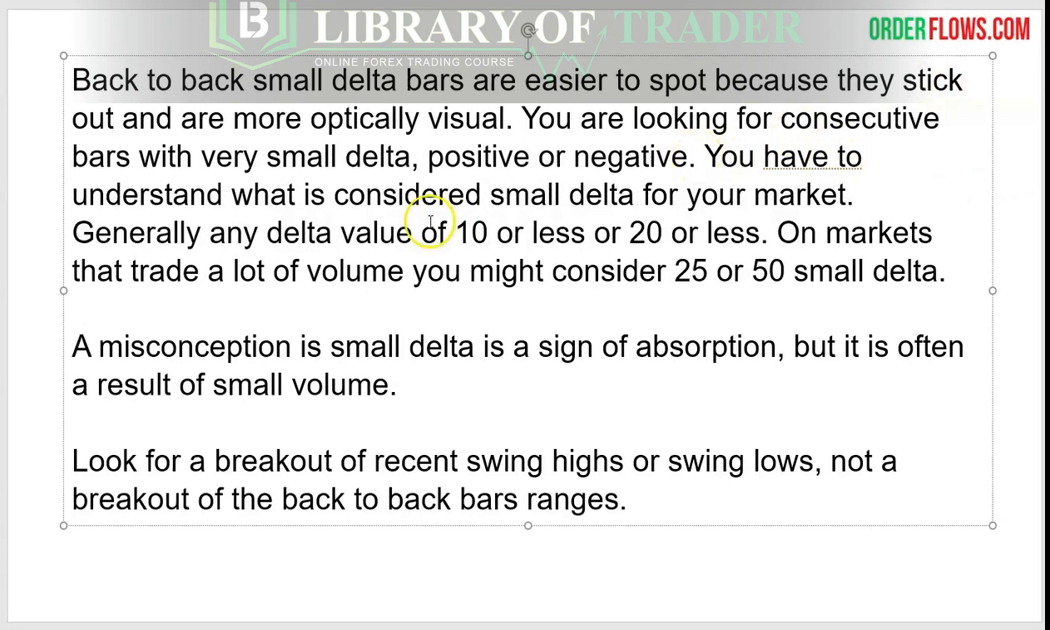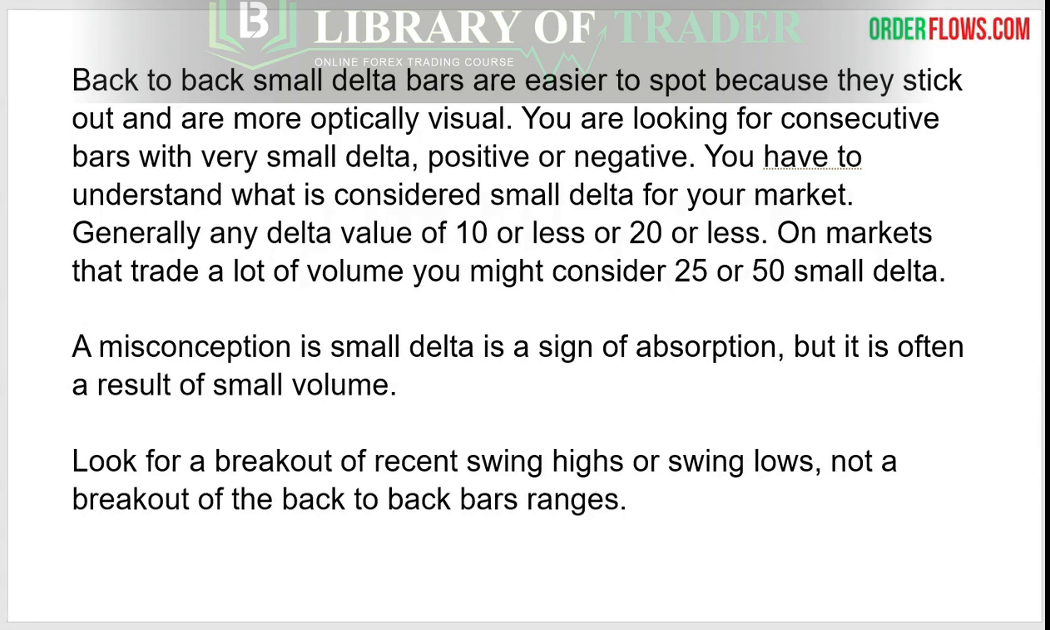So you're looking for consecutive bars with very small delta, either positive or negative. You have to understand what is considered small delta in your market. Generally, any delta of 10 or less or 20 or less in most markets. Now, on markets that trade a lot of volume, you might consider 50 or even 25 small delta. And a misconception is that small delta is a sign of absorption, but it's often a result of small volume. It doesn't necessarily have to be absorption. I know some people have this blanket thing where they see small delta, they think it's absorption right away. But it could just be a result of small volume.